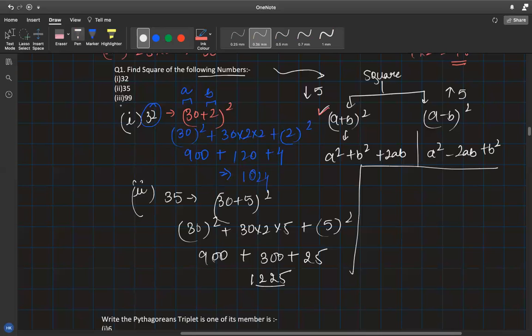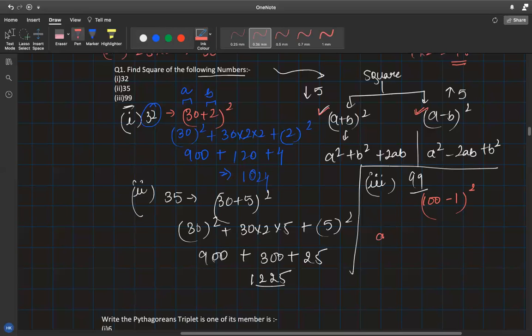What does this last part say? This last part says 99. Now, if I write 90 plus 9, is this going to be easier, or 100 minus 1? So 100 minus 1 is going to be easier. That means I'm going to use the formula of (a minus b) whole square. I can write 99 as (100 minus 1) square.